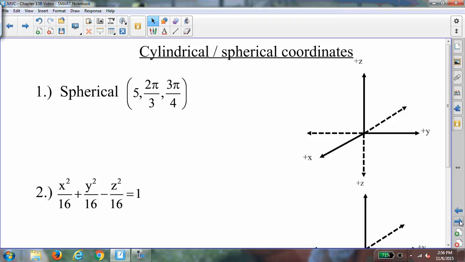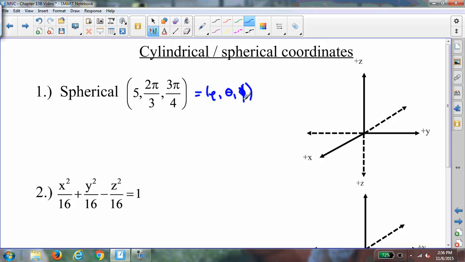Let's start by just practicing converting the coordinate systems. So in spherical, I have 5, 2 pi over 3, 3 pi over 4. Just to review how this is written, this is the same as rho, theta, and phi. Rho is the radius from the origin, theta is your angle on the xy plane, and then phi is your angle from the positive z-axis going down.